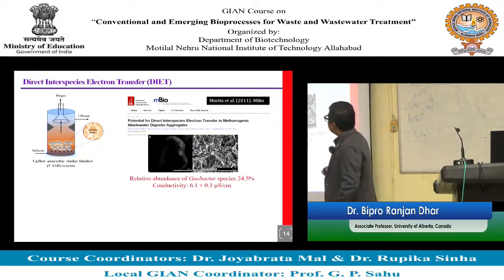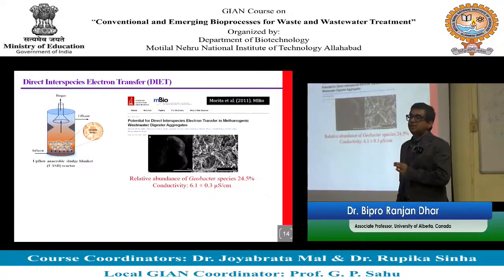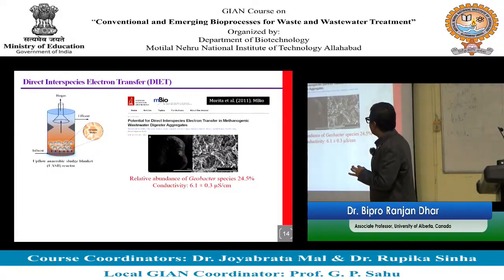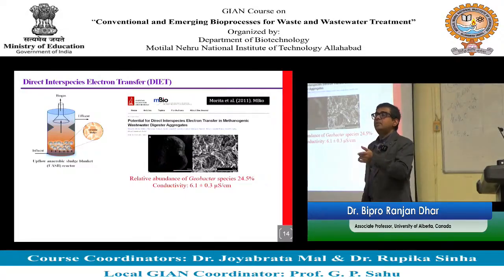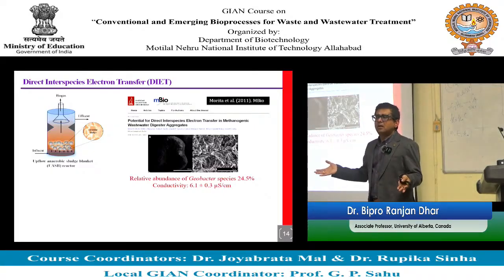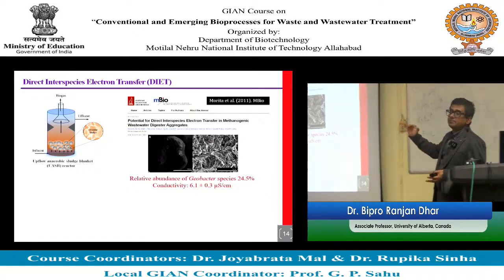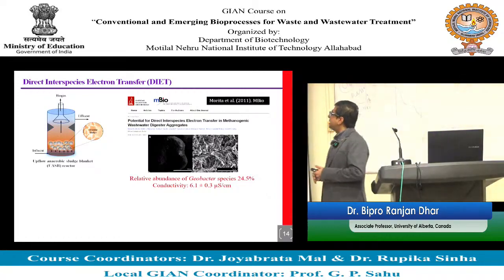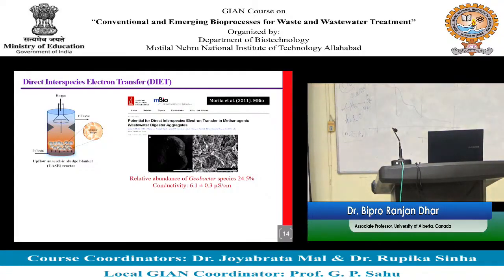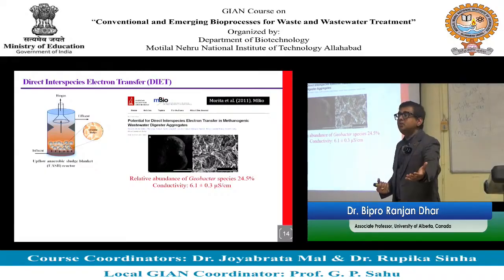So they took some aggregate from the granular sludge and measured its conductivity. They found the conductivity was around 6 microsiemens per centimeter, much higher than, if you remember yesterday's class, the 1 to 2 microsiemens per centimeter for Geobacter biofilm. So here the conductivity is even higher. That was a breakthrough in this area, so they tried to investigate further why Geobacter was there.